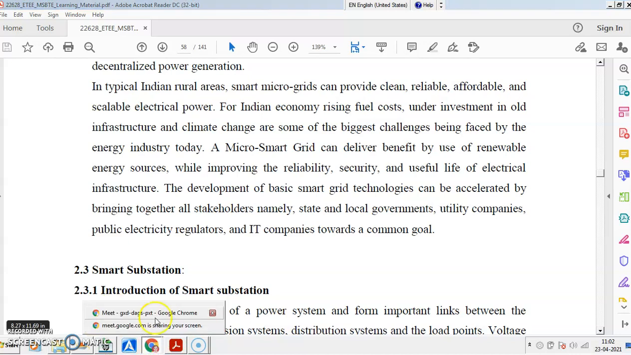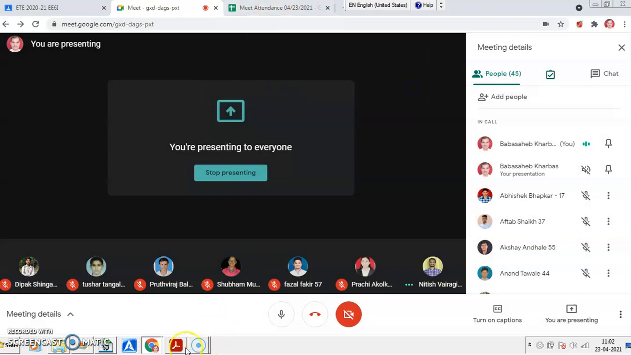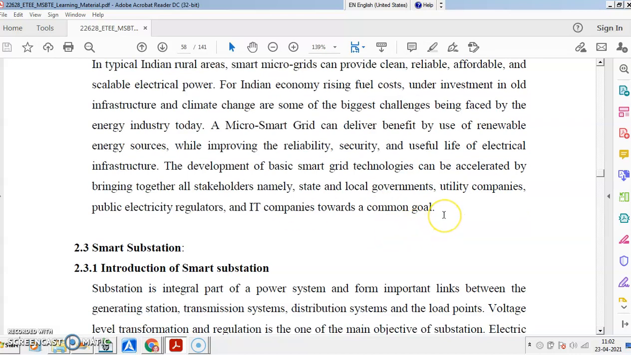That is particularly the further extension of smart grid with micro resources and distributed generation. Okay, so this is what we have discussed, the distributed generation.